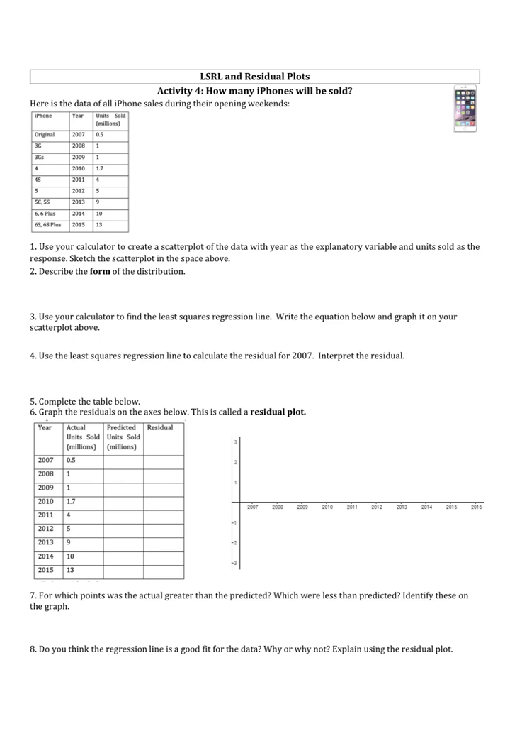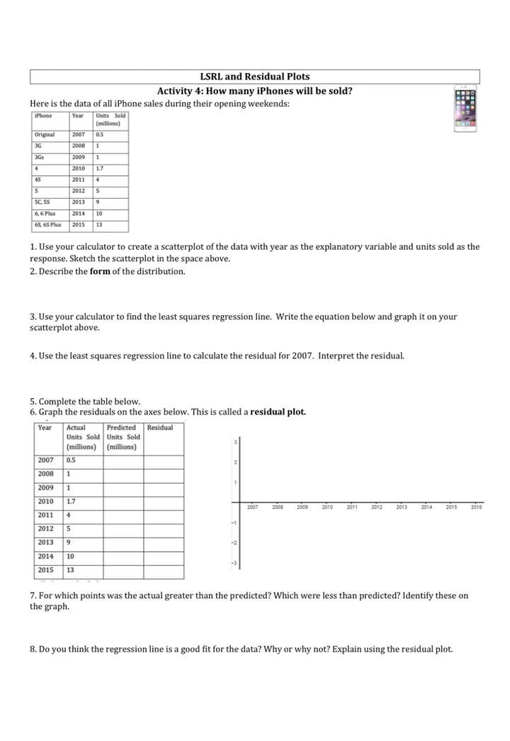All right, today's lesson is going to be on least squares regression lines and residual plots. So we're going to learn how to make a new type of plot today that gives us a little bit more insight about how good of a linear fit a least squares regression line is.